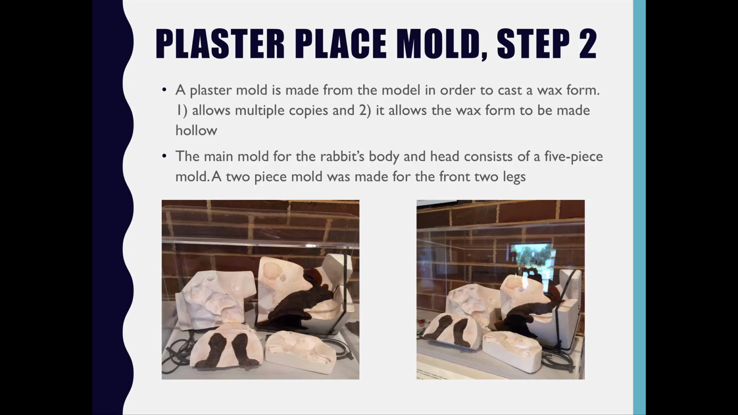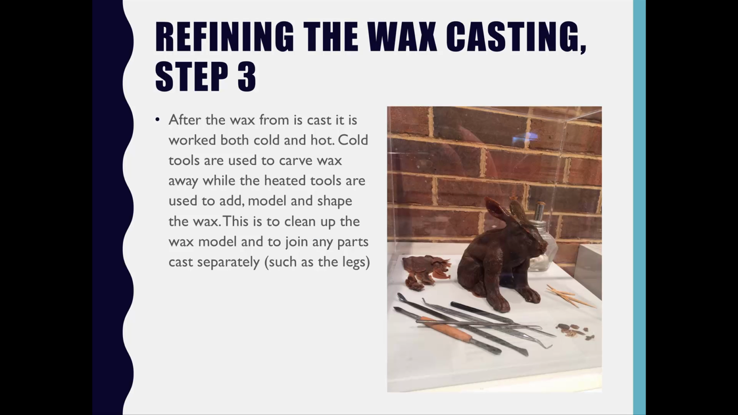So then they take the original sculpture and make a plaster mold, which is step 2. The plaster mold is made from the model in order to cast a wax form, and this allows multiple copies, and it also allows the wax form to be hollow. Next is step 3, where the wax form, once cast, is worked both hot and cold. The cold tools are used to carve wax, while the heated tools are used to add, model, and shape the wax.